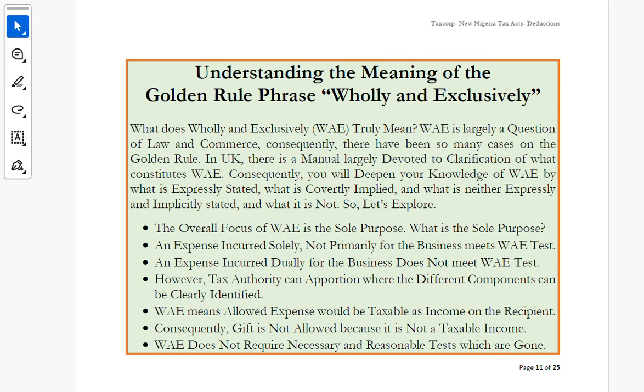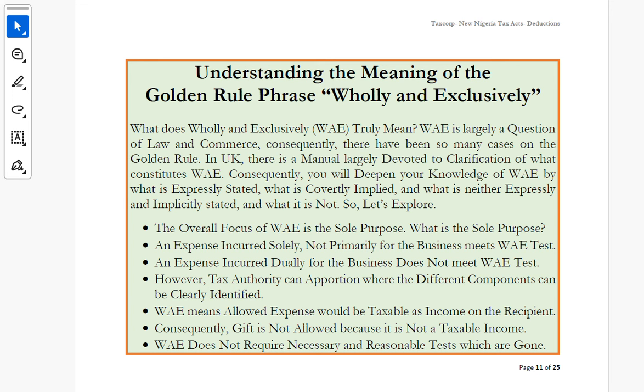So let's see if we can clearly make a good understanding of wholly and exclusively. Very important. What does wholly and exclusively truly mean? Wholly and exclusively is largely a question of law and commerce. Consequently, there have been so many cases on the golden rule. In the UK, there is a manual largely devoted to clarification of what constitutes wholly and exclusively.